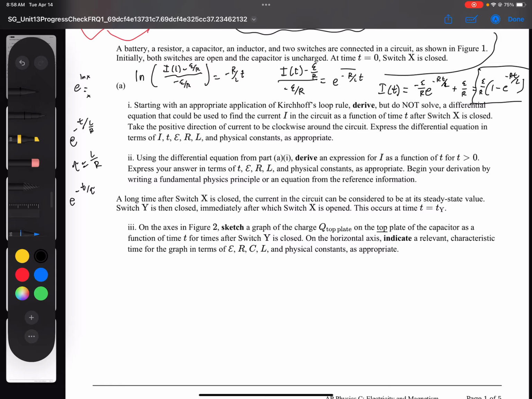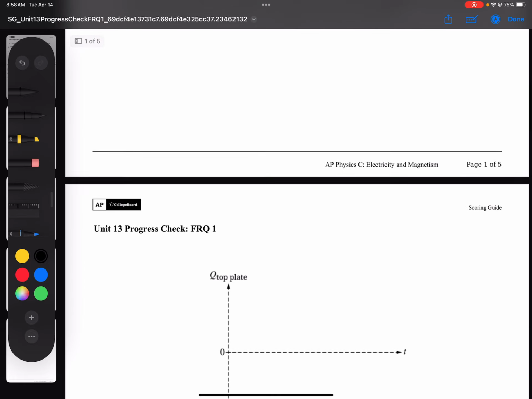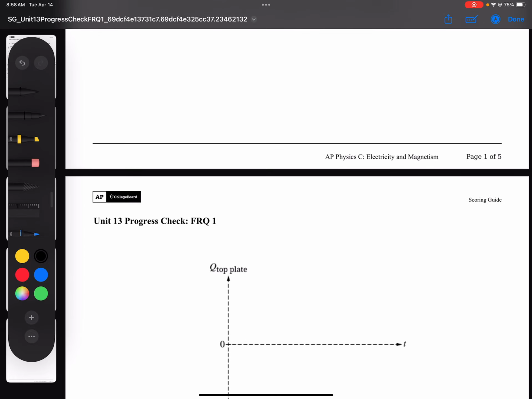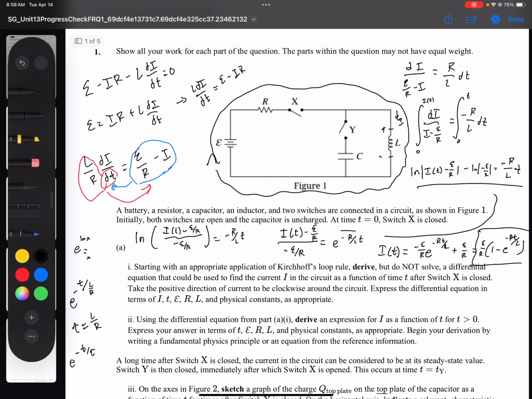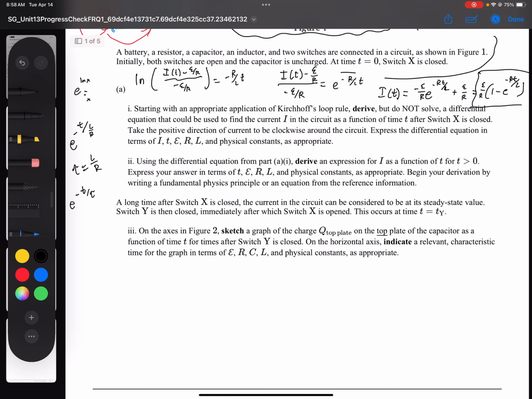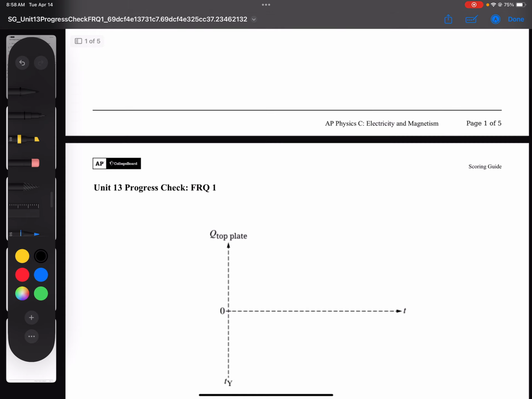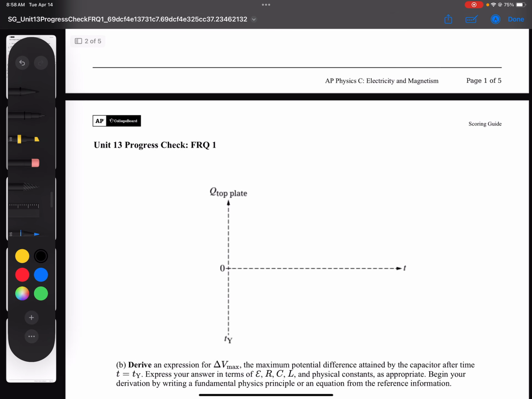So now we're going to close switch Y and look at the charge of the top plate as a function of time. So I know that the charge on the top plate, as soon as we close this, so we open switch X, we close switch Y, now I have an LC circuit, and it's going to oscillate back and forth. Again, this whole first FRQ, we're exploring as a lab today to really make sure we understand it. So I'm going to be rather brief here, and we have to highlight any important features.